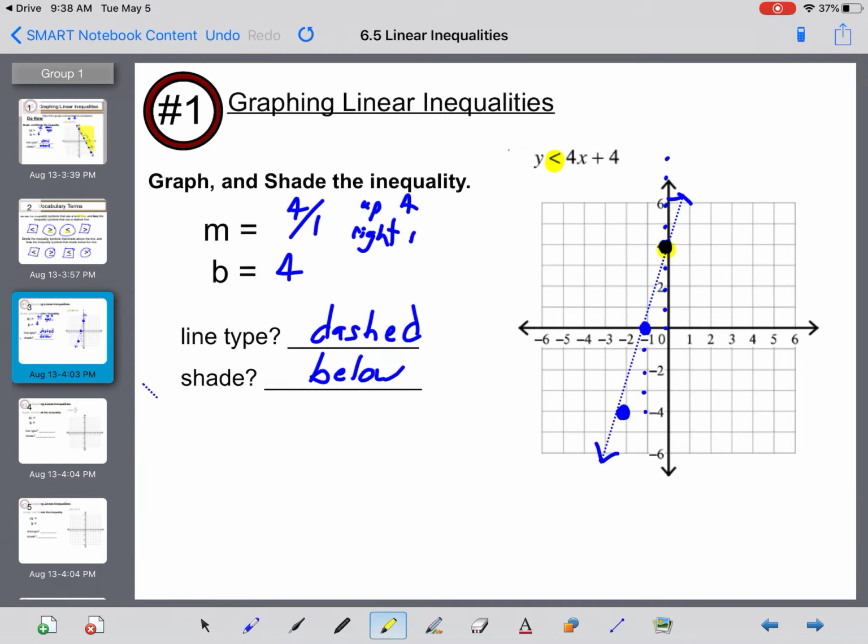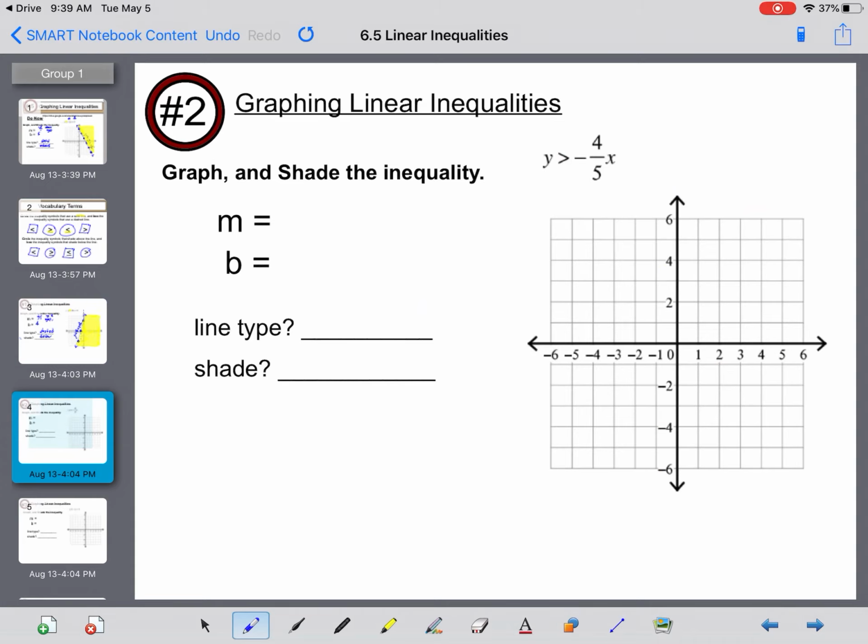Okay, and shade below. So below, if you put your pen on a point and you go down, that would be this whole area here, below. And there is y is less than 4x plus 4.